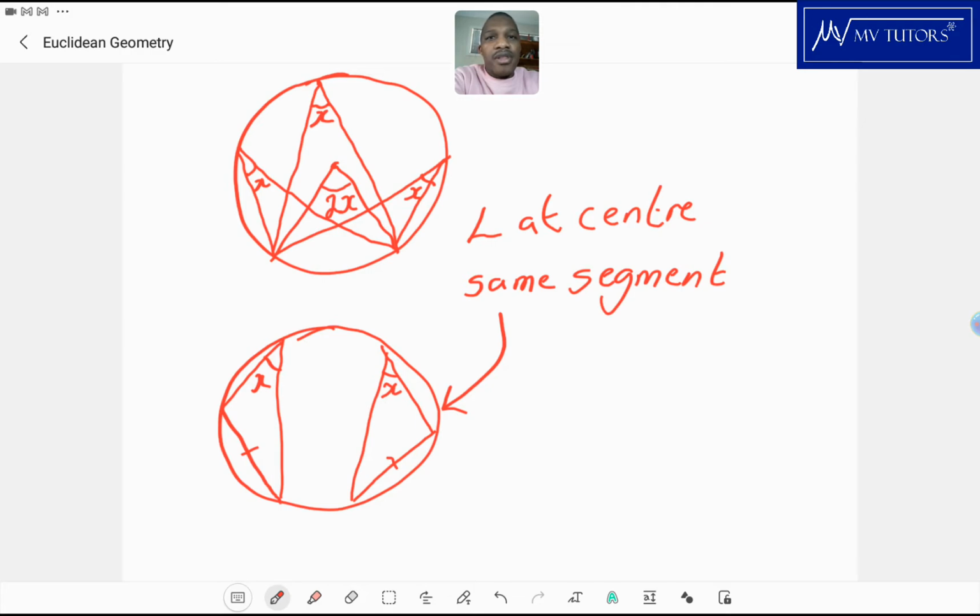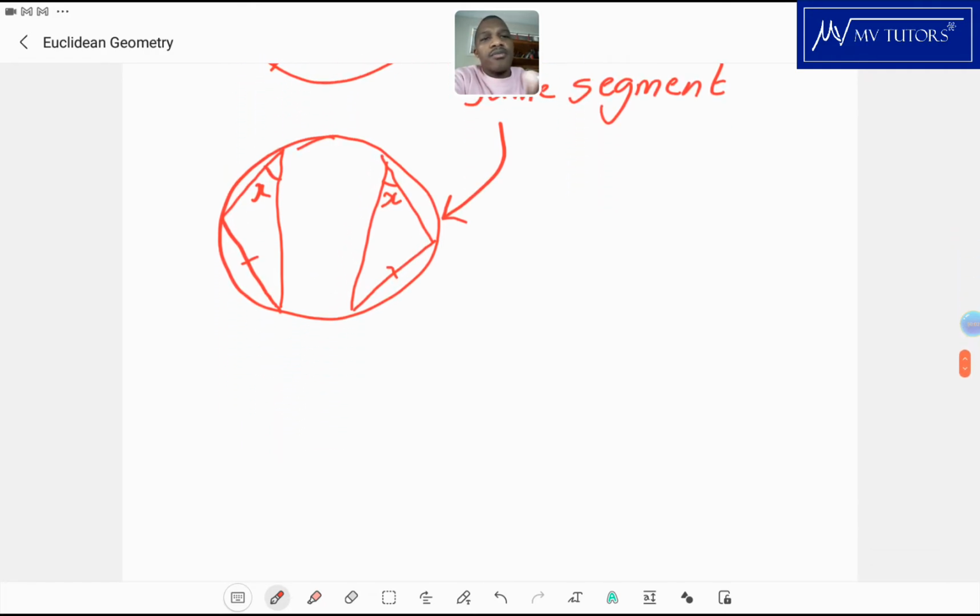Now you must remember this one is very important, and it falls under radius because the angle at the center is subtended by radii. So that's a radius. That's a radius.